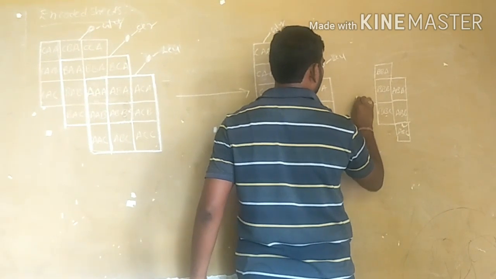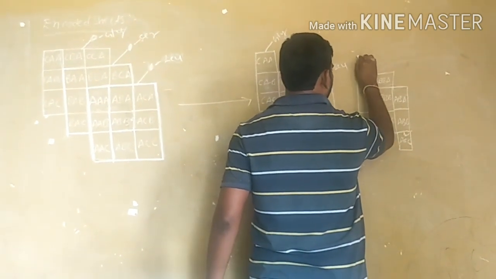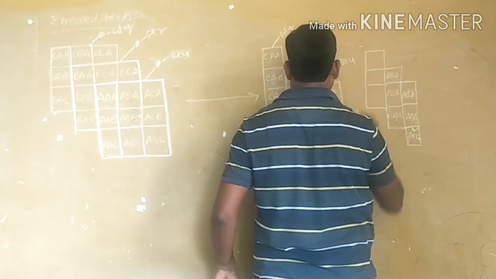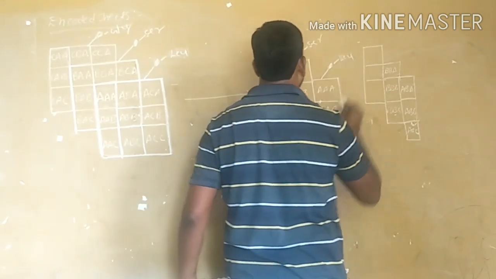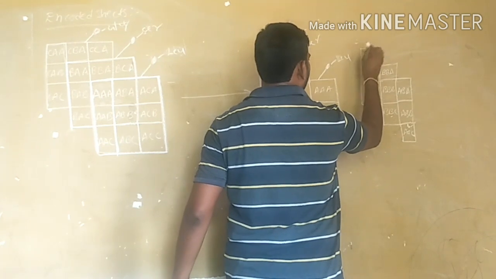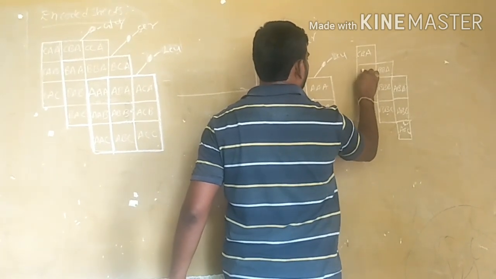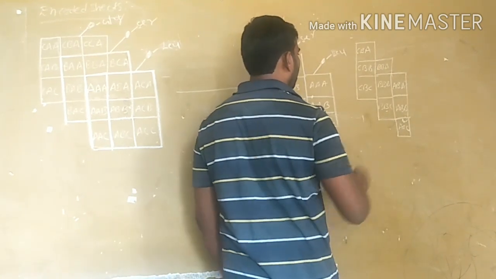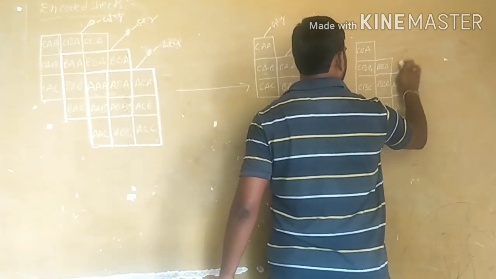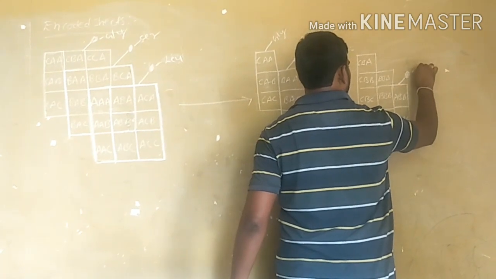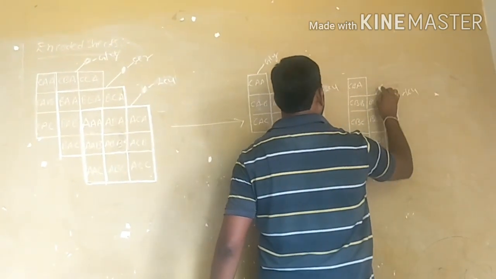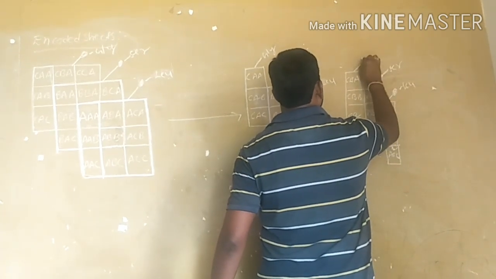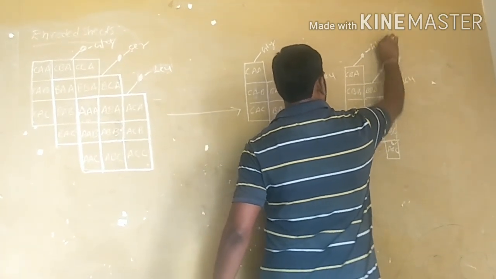Next, second column of bottom sheet: C, B, A, C, B, B, C, B, C. And here first attached to this leucine. This is attached to the same serine. This is attached to the glycine.